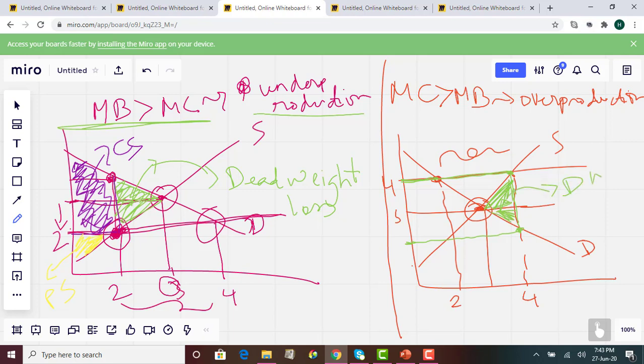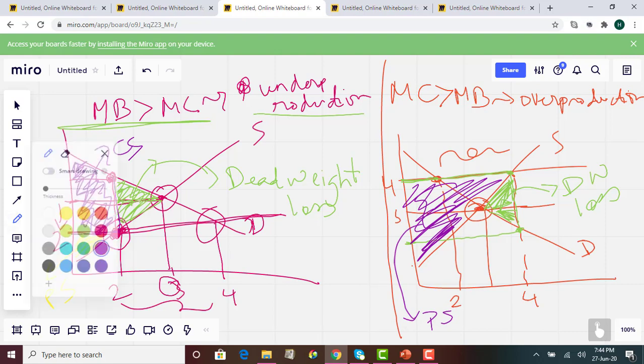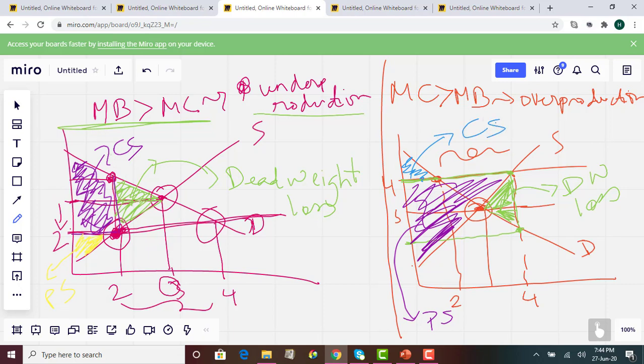represent deadweight loss. Okay, and in this case your producer surplus is increased. This whole thing is your producer surplus, but consumer surplus is diminished because now demand is less, and this small portion reflects consumer surplus.